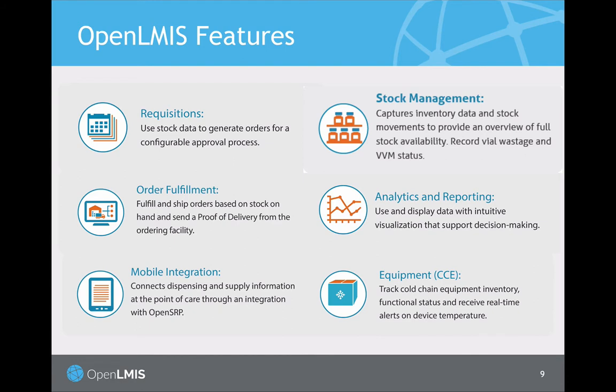OpenLMIS comes with a set of critical features that support a country in reducing stockouts, managing cold chain equipment, and providing end-to-end supply chain data visibility from the national store to the health facility. Some of the key features include facility and storage sites at any level of the supply chain can request stock based off min, max, or forecasted demand targets.